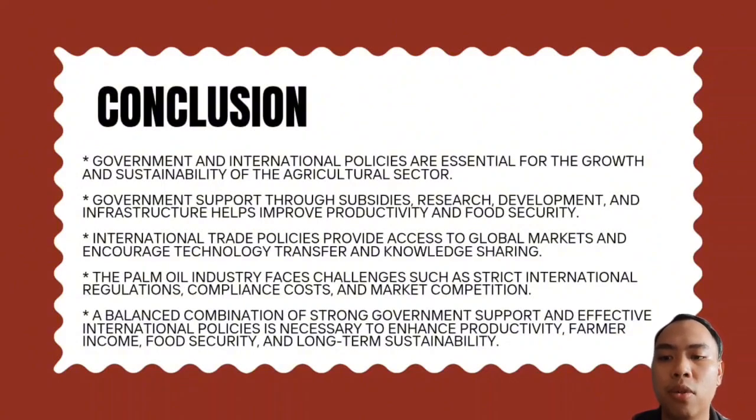Therefore, a balance between strong domestic support and effective international trade policies is necessary. Overall, well-designed policies can improve agricultural productivity, increase farmers' income, strengthen food security, and ensure the long-term sustainability of Malaysia's palm oil industry and agricultural sector.